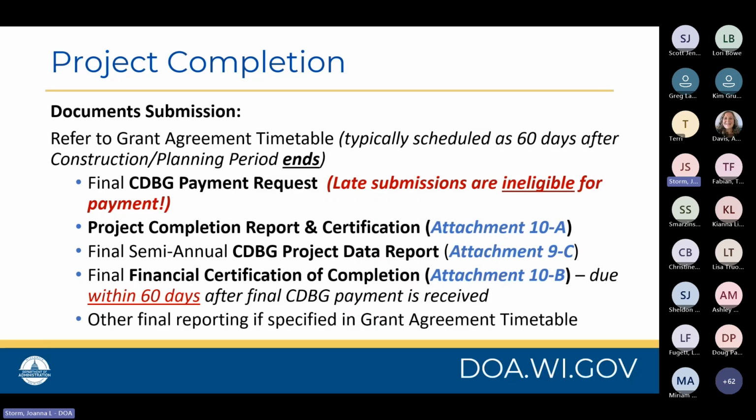So for project completion, again, refer to your grant agreement timetable. Construction is generally scheduled to be completed, or the planning activities are generally scheduled to be completed, 60 days prior to the end of your performance period. You'll need to submit that final payment request by that performance period end date. It's really important here that late submissions are ineligible for review and payment. And unfortunately, we have had grantees in the past experience this situation. So the due date listed is the date by which Decker needs to receive your payment request.